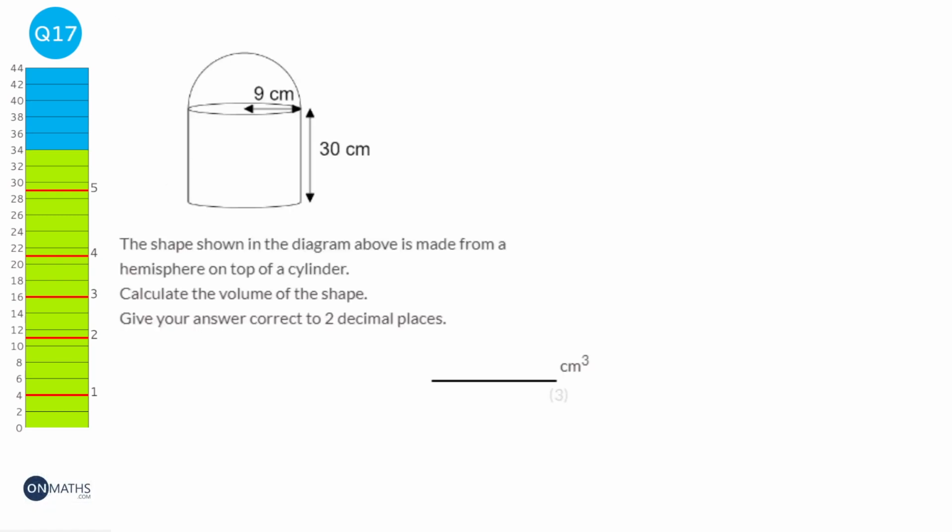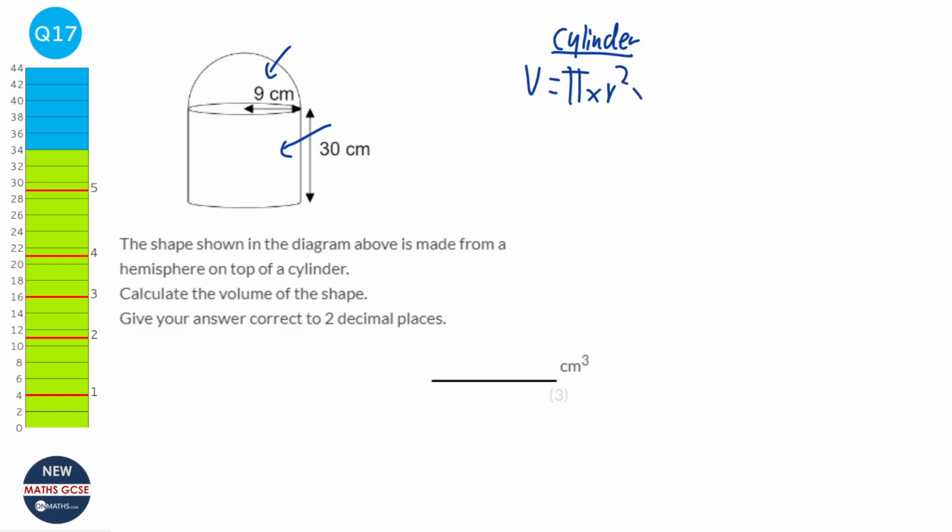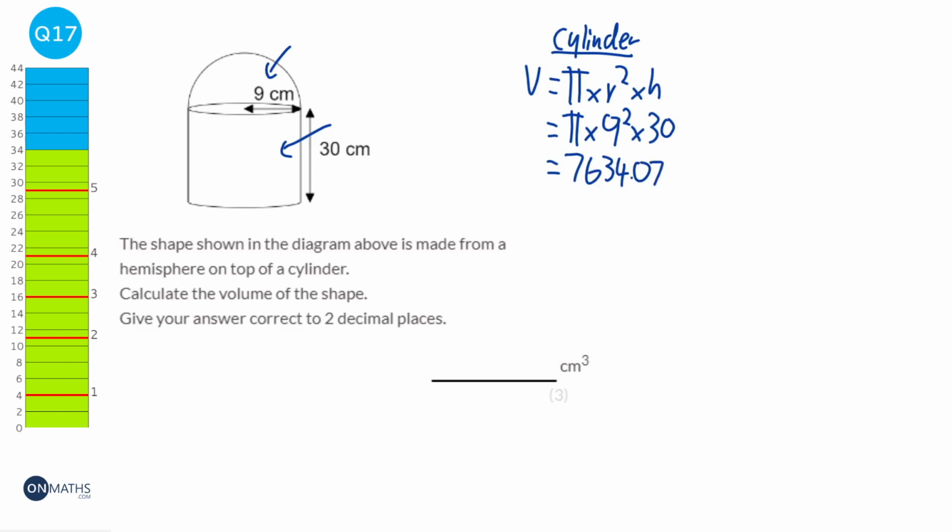There are two shapes we need to find the volume of. There's this cylinder here and this hemisphere here. So we might as well start with this cylinder. And the formula for the volume is pi times r squared times height. So the radius is 9, so 9 squared times the height, which is 30. And when we work that out, we get 7,634.070, and so on.